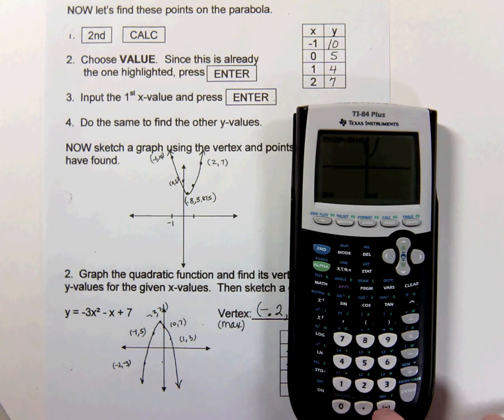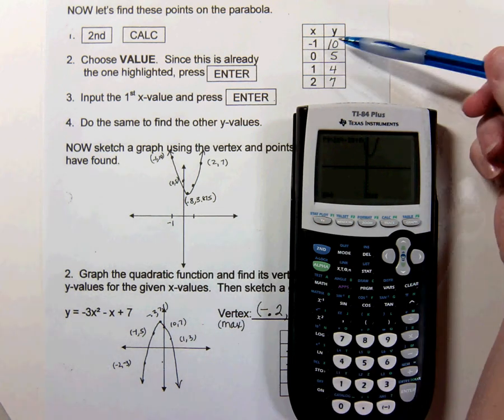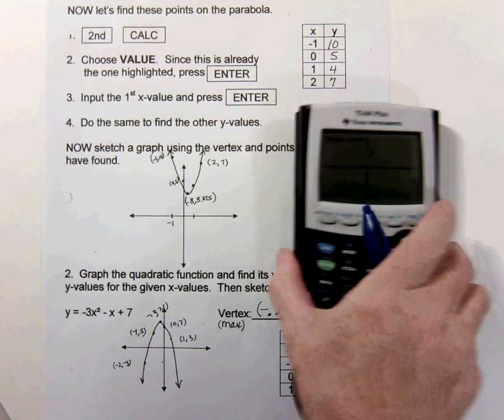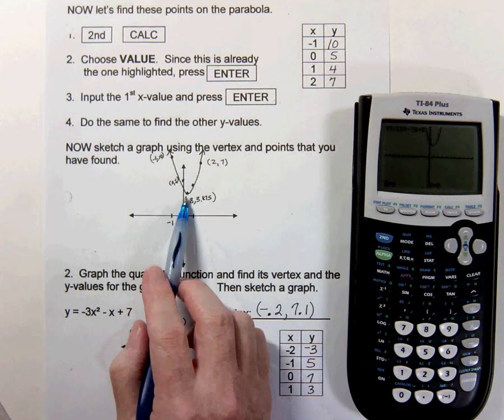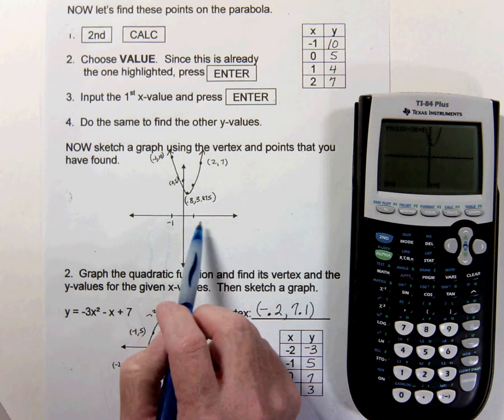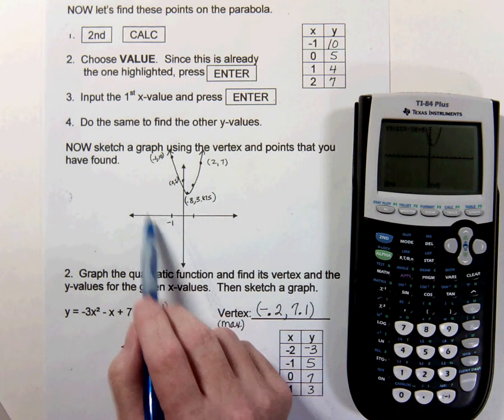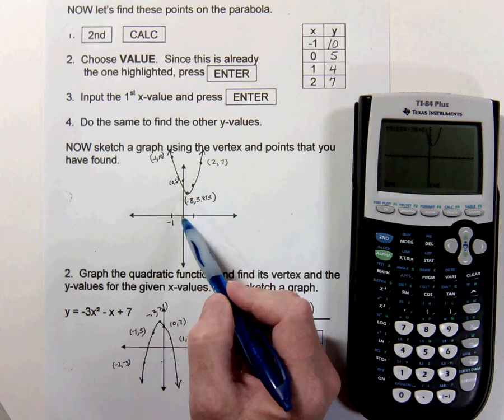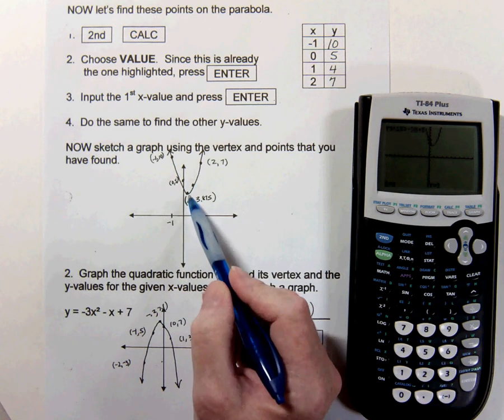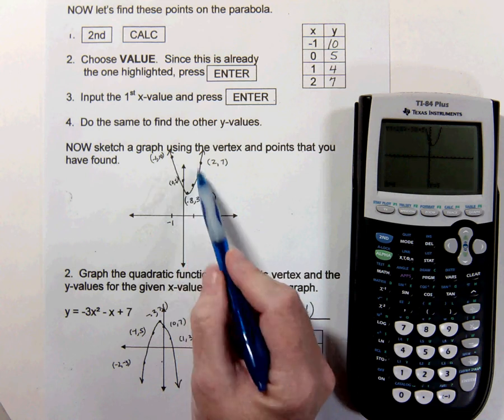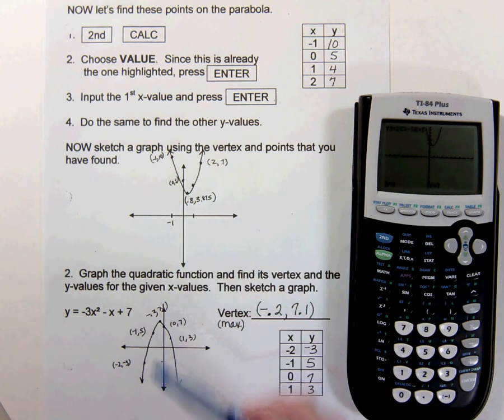So if you do the same to find the other y values, you've got your points, and you can now graph. You can sketch. This one's not in a coordinate plotted point, but we can kind of sketch where that would be. Not quite to 1, up to about 3, and you can sketch the points along with the vertex that you found. So that's graphing a quadratic function, finding its vertex and x values, and then sketching the graph.